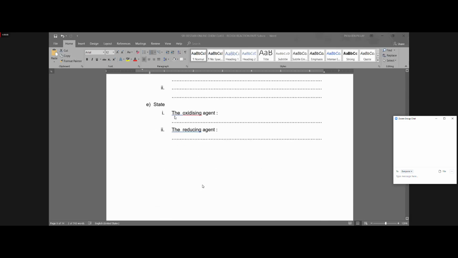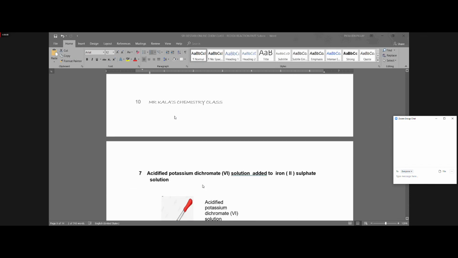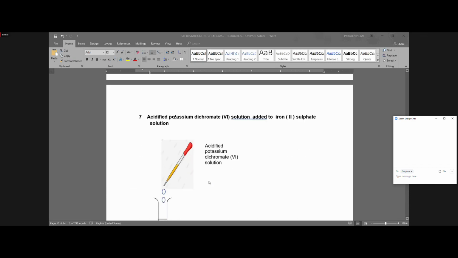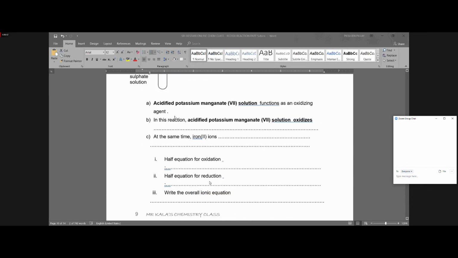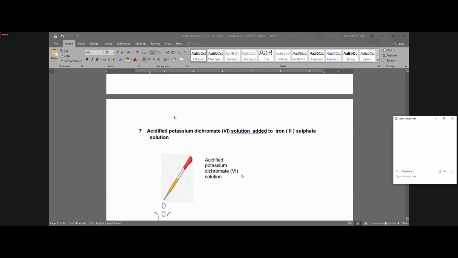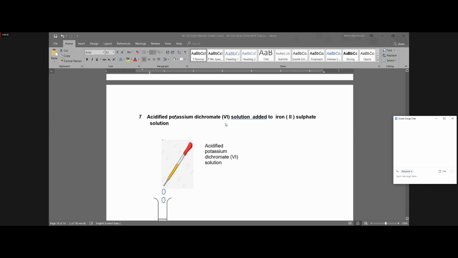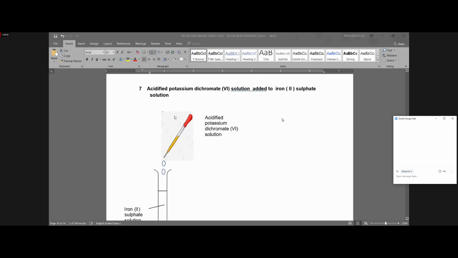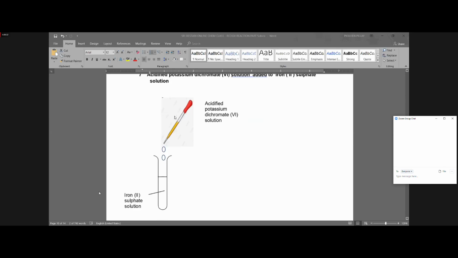This one done. This one you do for homework. That's why I use potassium manganate 7. This one you are going to use potassium dichromate 6 and iron 2. So oxidizing agent, reducing agent. So this one, the other half equation.